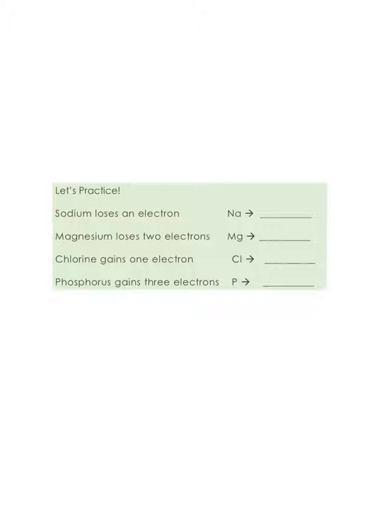Okay, so let's practice. Yay! Here's the thing: we don't really even need to know their atomic numbers at this point. We just need to look at how many electrons they're losing or gaining. So if sodium loses an electron, it's losing 1. Now its protons outnumber its electrons by 1, so we have 1 more proton, which means we have a 1 plus charge.